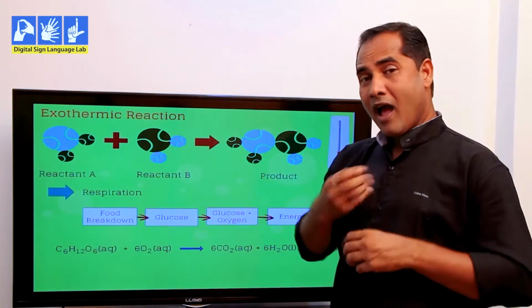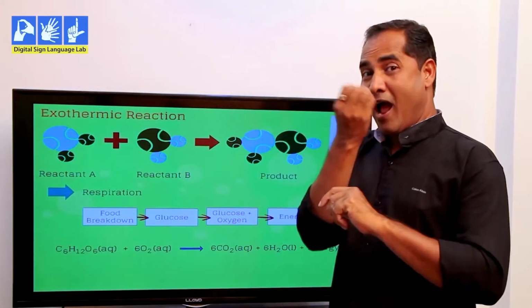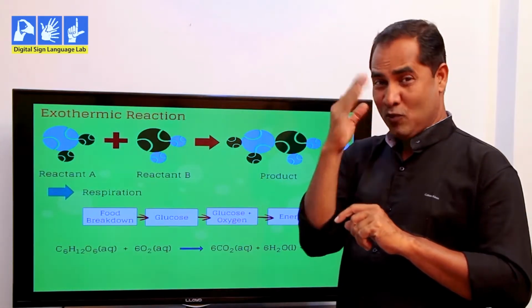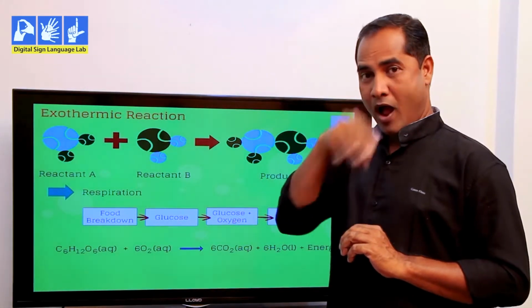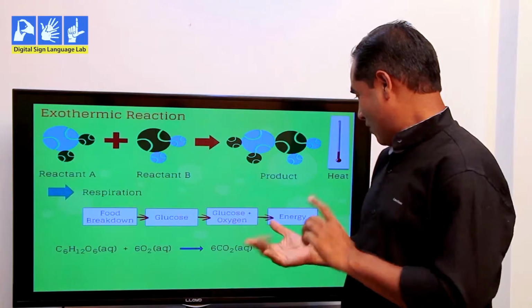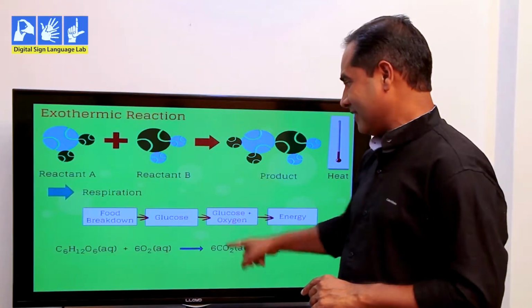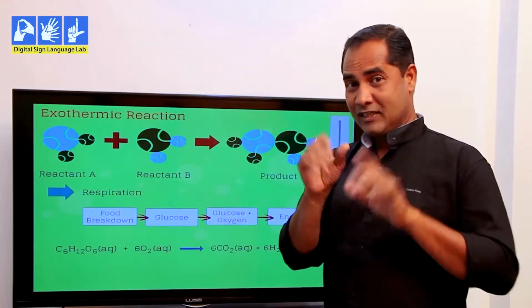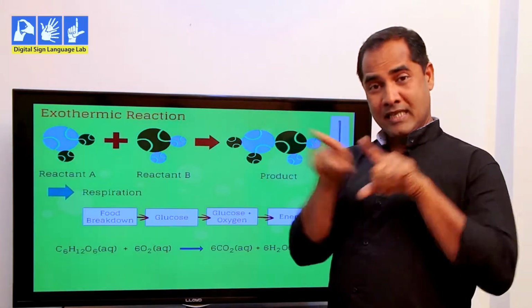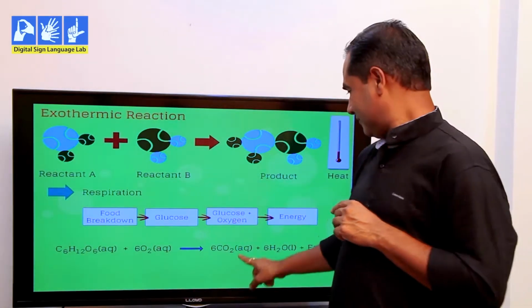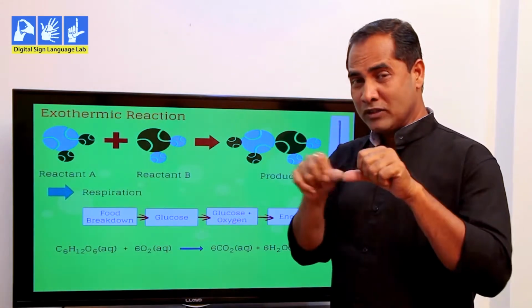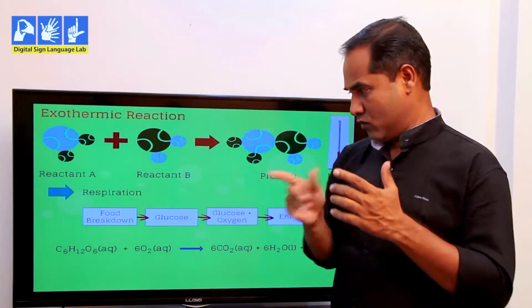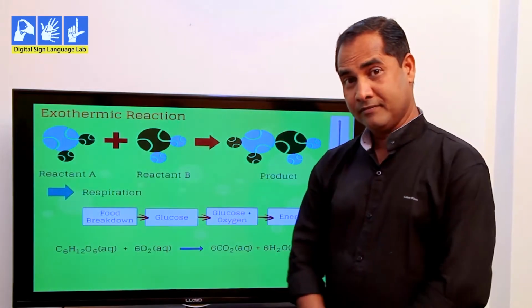So when glucose combines with oxygen, carbon dioxide is released. So as you can see, when you breathe, you take in oxygen and you give out carbon dioxide. So 6 molecules of oxygen we take in and 6 molecules of carbon dioxide. So we all should try to learn about these chemical processes. It's an important chemical reaction.